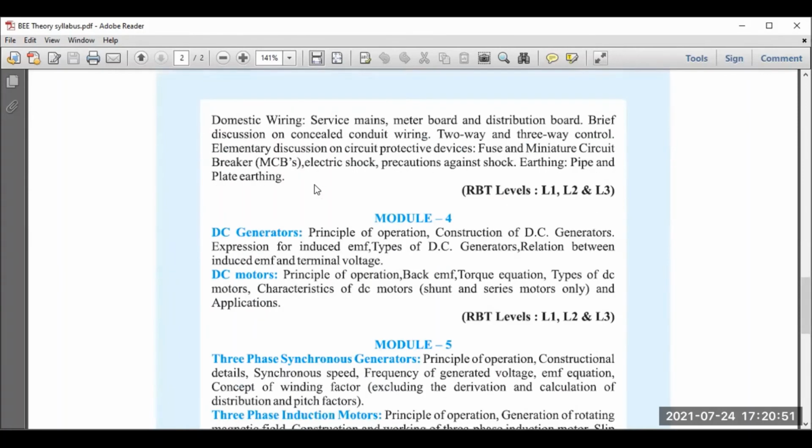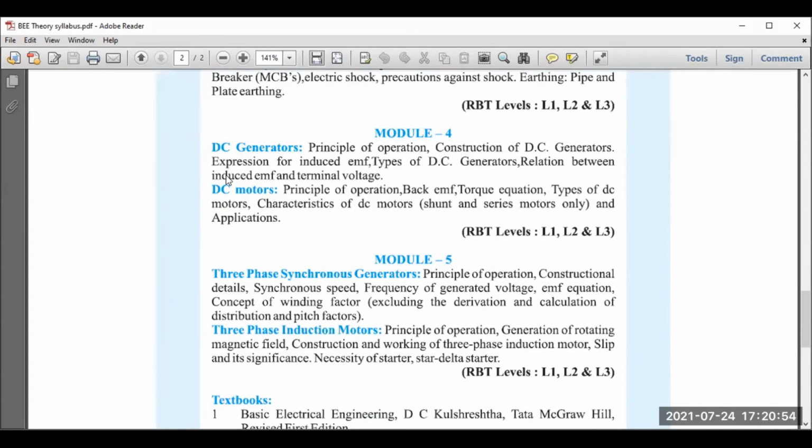The next part will be domestic wiring. Then moving on to module 4, there are 2 segments, DC generators and DC motors. Basically, we can call it DC machines. You have to understand the fundamentals of DC machines, and what type of questions can be expected from module 4.